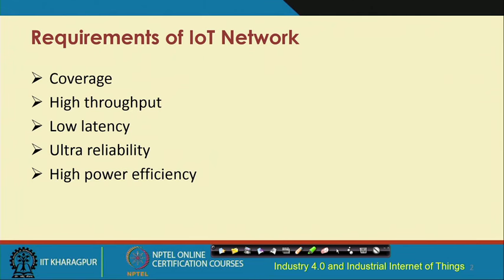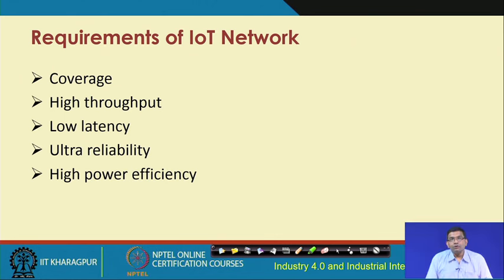The next one is reliability, ultra reliability in the face of lossiness, in the face of a lot of interference, noise, etc. This is very important and is a challenging job. The next one is high power efficiency. We are talking about low powered nodes, low battery power, highly energy constrained environments. So, it is very essential to ensure that whatever solutions we are talking about from a networking point of view, or in fact from any point of view for IoT systems, these have to be highly power efficient.